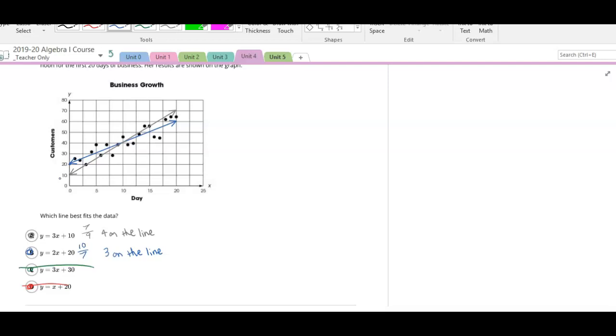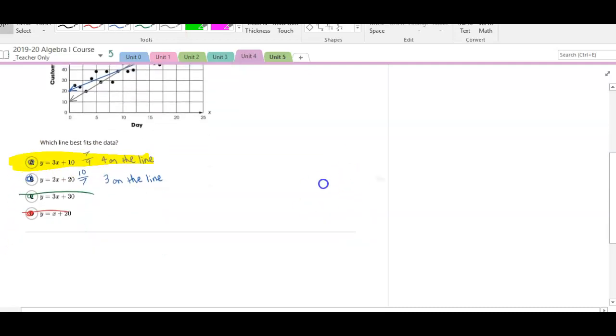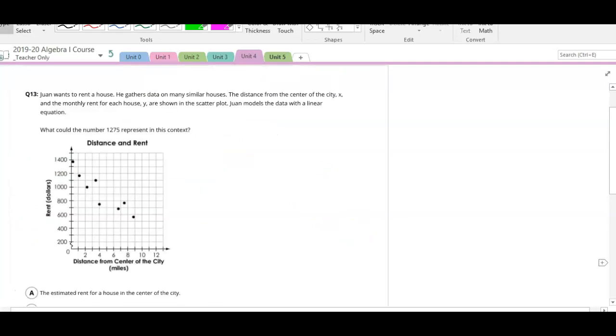So looking at these two options, the gray line has more points on the line, and 7 and 10 is a more even split of the points that are above and below, versus the blue line. There's only 3 points that are on the blue line, and 10 and 7 isn't as even of a split as 7 and 9. So our best answer choice is A.